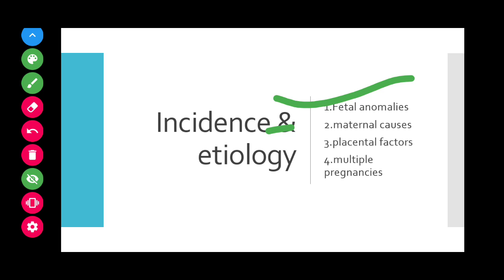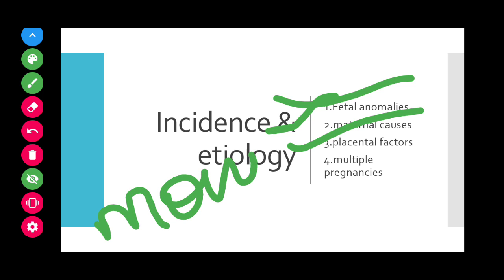Then maternal causes, like diabetes mellitus, cardiac or renal diseases, and placental factors like choriocarcinoma of the placenta, and multiple pregnancies. In multiple pregnancies, it is especially seen with monozygotic twins. These usually affect the second sac.